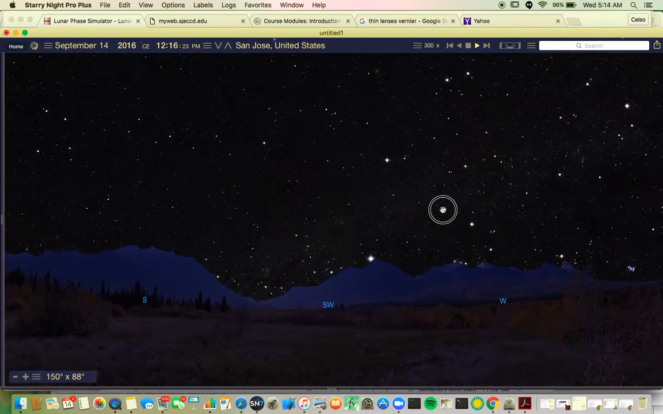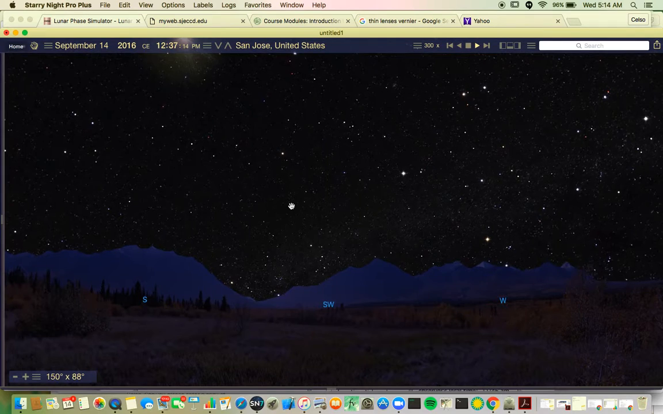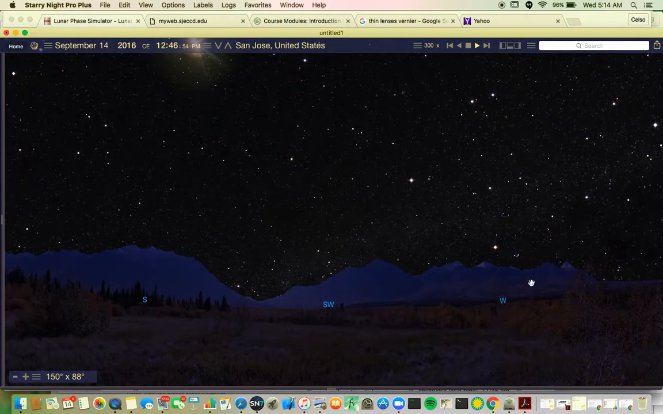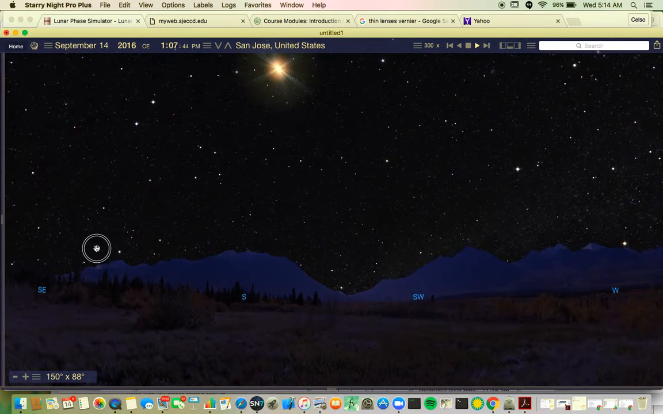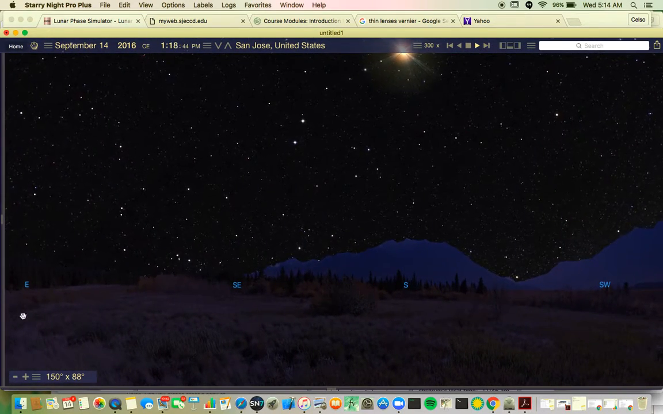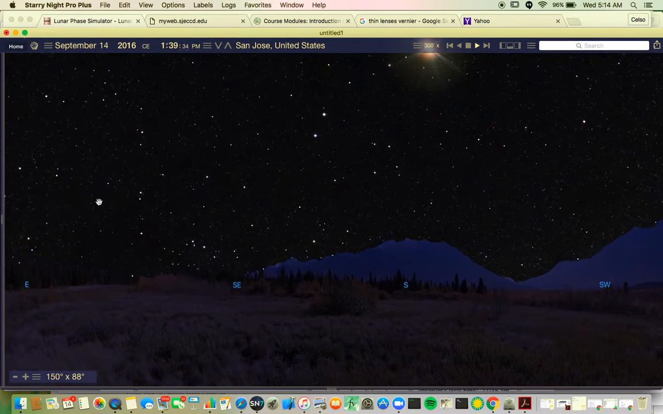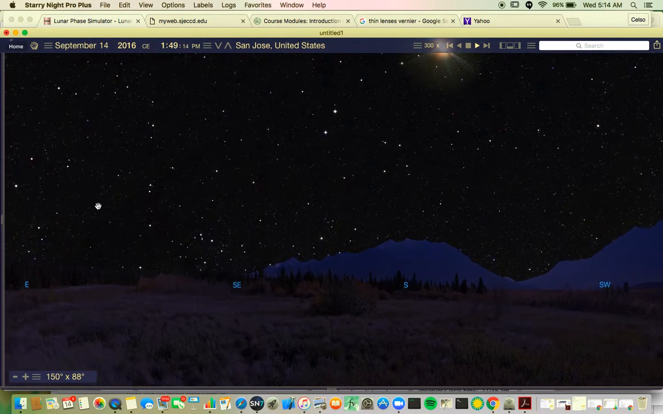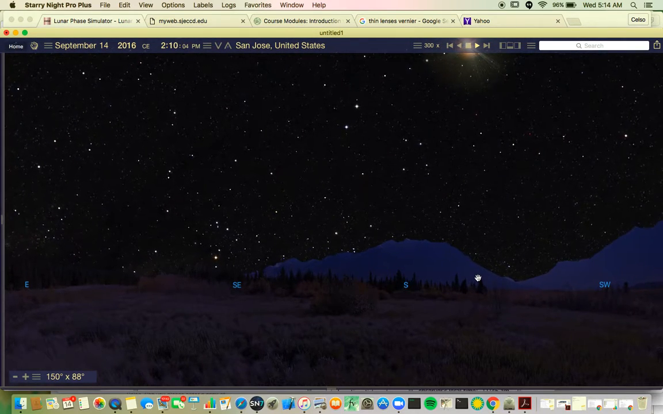This primarily happens because Earth rotates on its axis of rotation from the western sky towards the eastern sky. So in space, Earth is rotating like this, and as a result, we see the entire sky going from east to west. Okay.